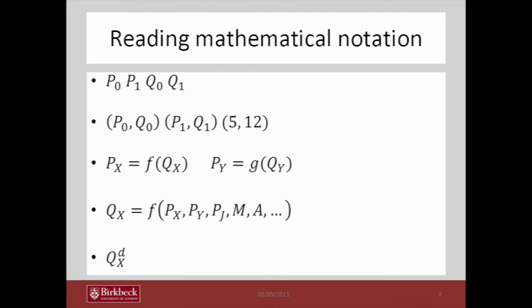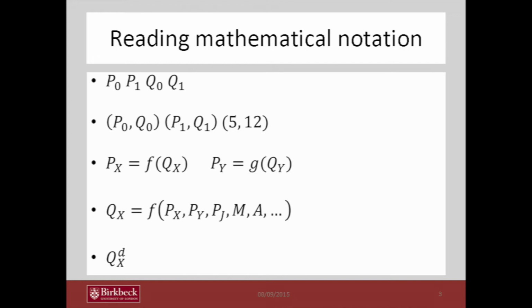If I look at the Py, then I use a different letter there, G. G follows from F in the alphabet. So this is the mathematician's way of telling you that the price of good Y is a function of quantity Y, but this function is different from the function that I used for good X.